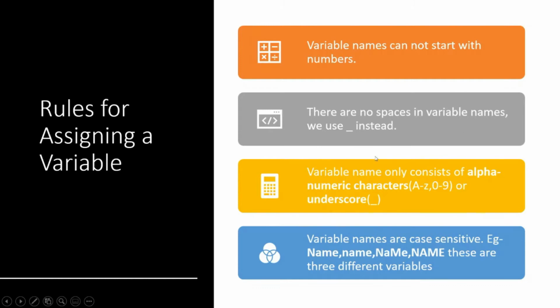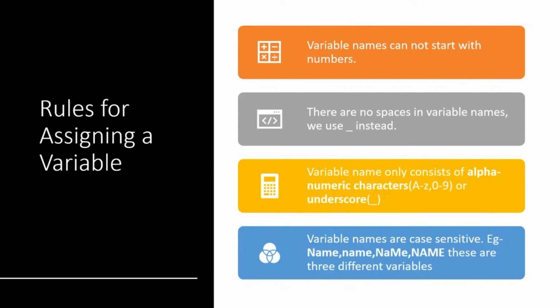Then, a variable name only consists of alphanumeric characters: capital A to capital Z, small a to small z, numbers 0 to 9, or underscore. As I said, numbers can come at any place but the starting point. They never come at the starting point. And underscore can come at any place, either in the starting, in the end, or in the middle. It doesn't matter.